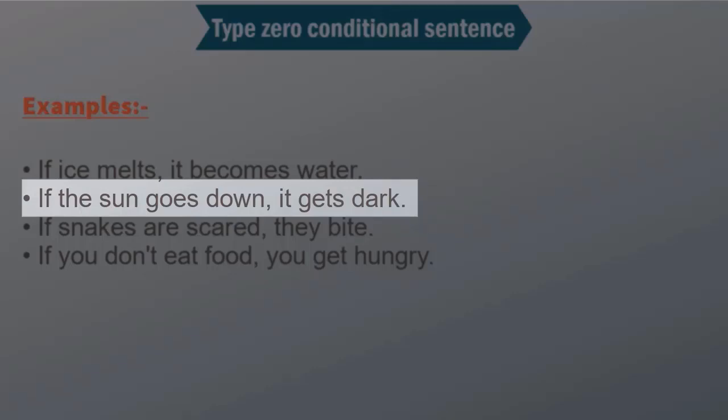Second example, if the sun goes down, it gets dark. If the sun goes down, the condition, if this happens, present simple tense; it gets dark, present simple tense, the result of the condition, the outcome of the condition, right? And it's always going to happen. When the sun goes down, it gets dark. It gets dark for me, it gets dark for you, it gets dark for everybody. That is a universal fact.